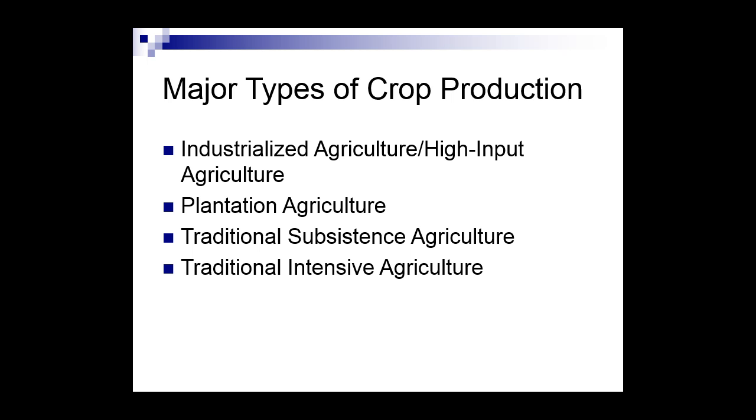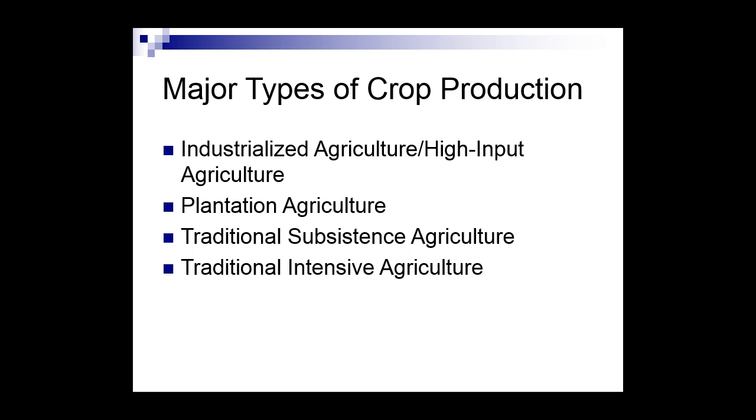Traditional subsistence agriculture is small scale. This is one family making enough food just for themselves. Subsistence means to have just enough. So these are very small scale farmers. They're not selling crops to make money. They're growing many, many different types of food for their families to eat.